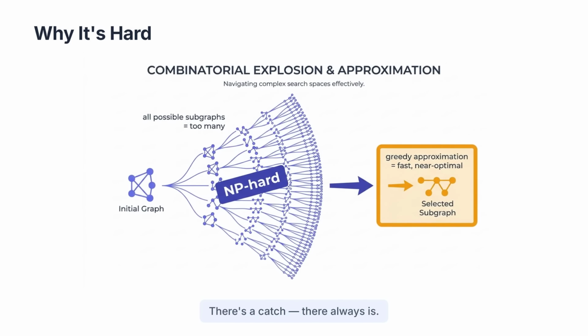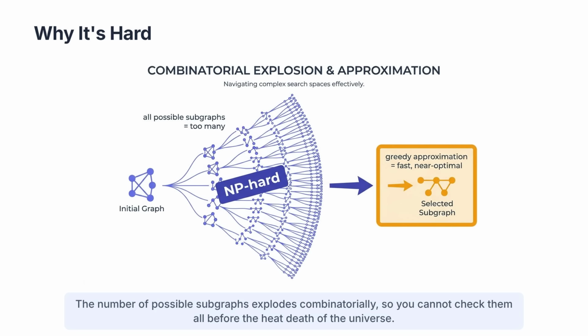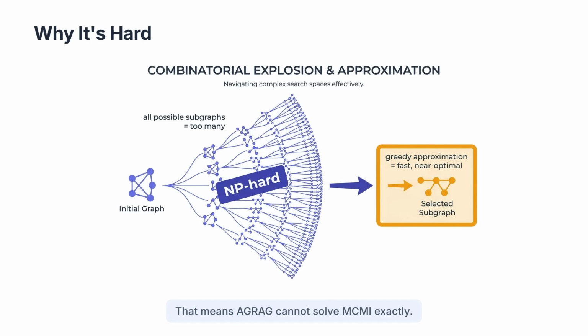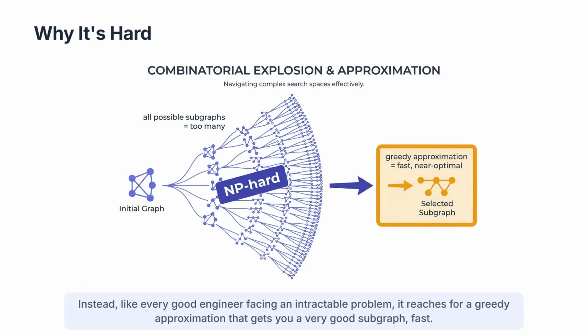There's a catch, there always is. Finding the truly optimal subgraph is NP-hard. The number of possible subgraphs explodes combinatorially, so you cannot check them all before the heat death of the universe. That means AGRAG cannot solve MCMI exactly.